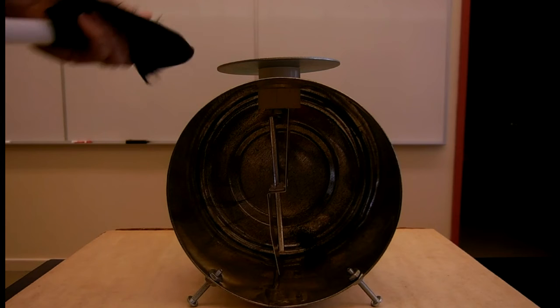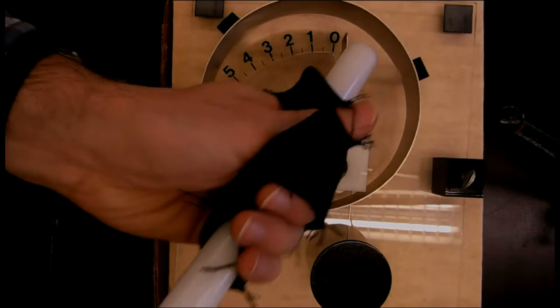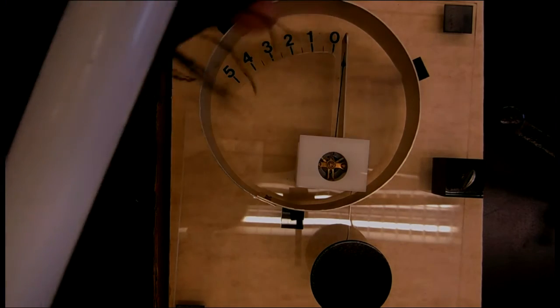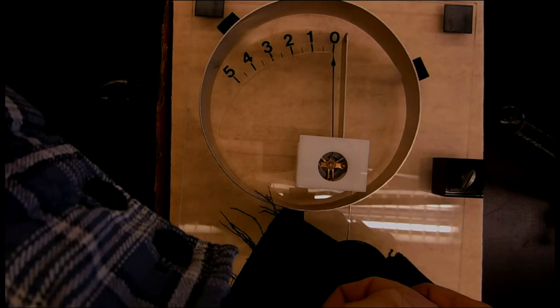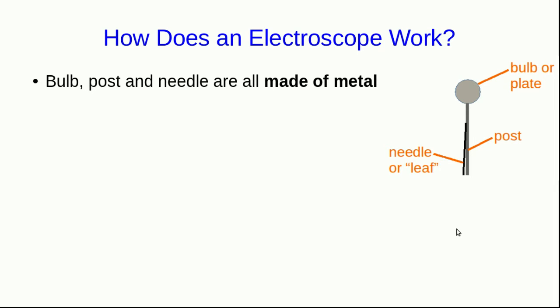Why? This rather simple device is called an electroscope, and when I bring the plastic rod near it, you see that it disturbs the needle. Here's another slightly more sophisticated electroscope, and again, when I bring a charged object near to its bulb, such as the wool or the plastic rod, it disturbs the needle on the electroscope. An electroscope is useful for demonstrating several things that we need to understand. So let's understand how an electroscope works.